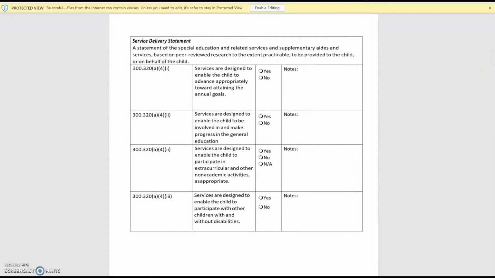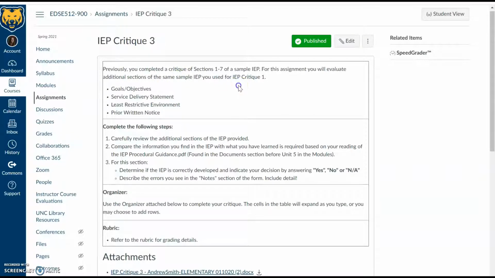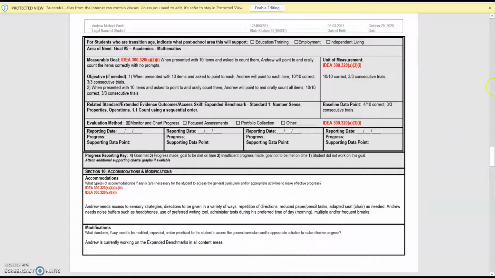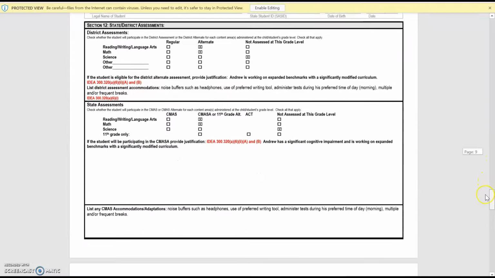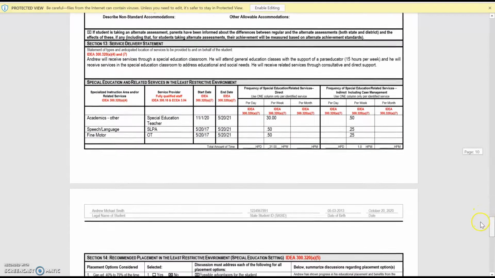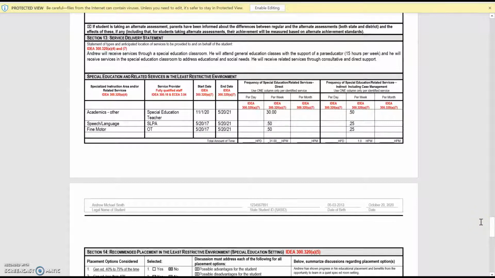We'll then be moving down to the service delivery statement, and that's the second bullet point here for the critique. So when we're going into the IEP document, we'll scroll down past extended school year, past the standardized testing section, and then we'll hit the service delivery statement. And the service delivery statement, section 13 of this document, will first occur with a written blurb, and this is something where we need to be saying what services the student will receive and from whom, whether they'll be inside or outside the general education classroom, and how many minutes or hours per week or per month will be provided, or in some cases per day, to the student. And that will be put into narrative format.